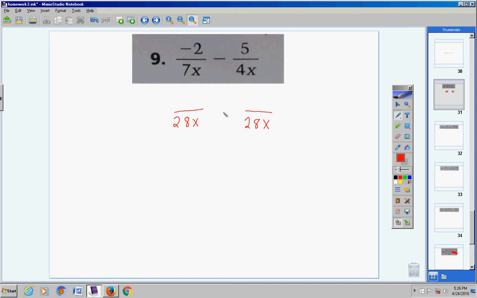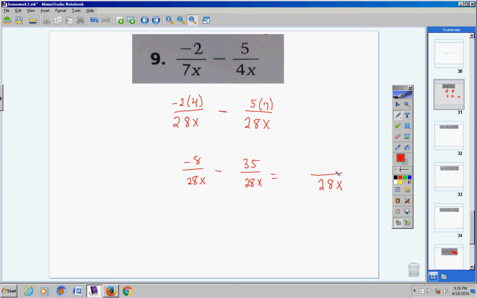Now let's go ahead and work on the numerators. What do I have extra here that I don't have here? Well, I have an x here and an x here, that's fine, but the 7 was multiplied by 4. So I must take the -2 and also multiply it by 4. Over here I have an x and an x, so that's fine. But the 4 increased to 28 by multiplying by 7. So I must take this 5 and multiply it by 7. So now I have -8 over 28x, then a negative sign, then 35 over 28x. So my common denominator is 28x.